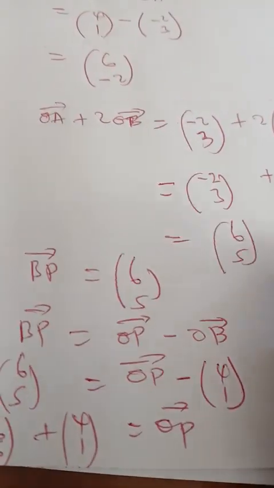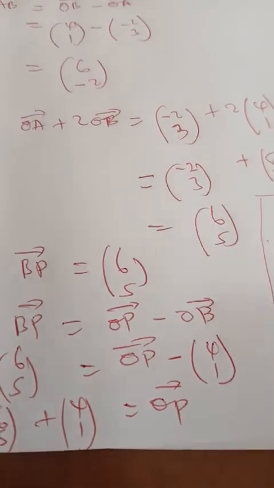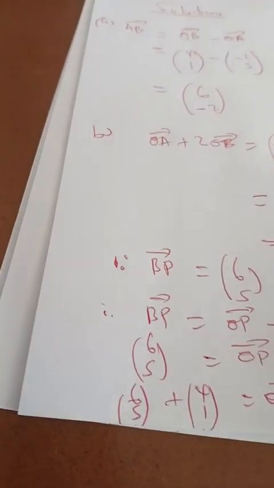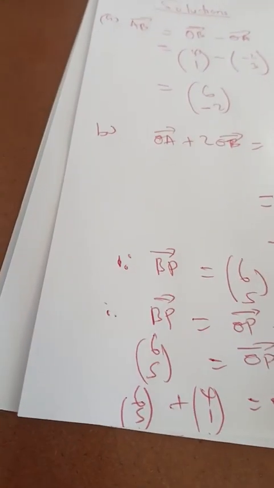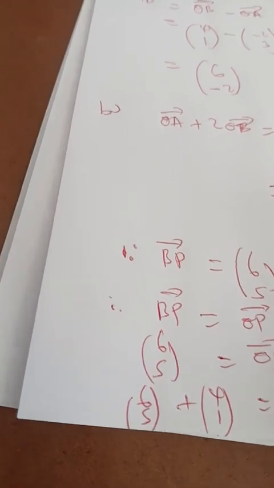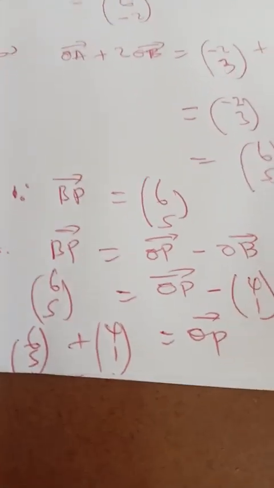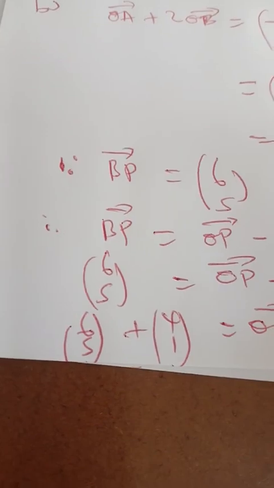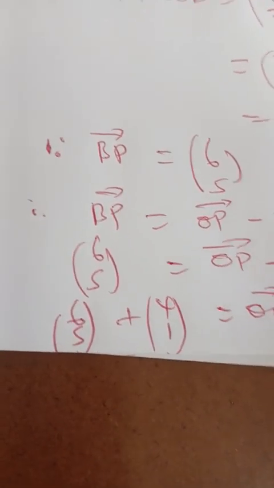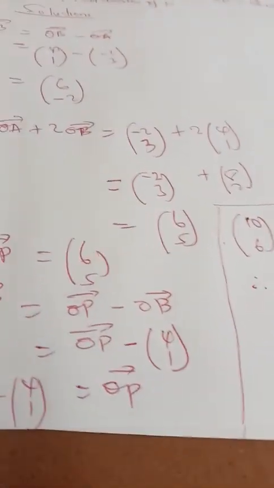Allow me to just use this space. So what are we saying now? If we add corresponding elements, we get 6 plus 4, which is 10, and 5 plus 1, which is 6. So 10, 6 is equal to vector OP. Therefore, we can write the coordinates of P as 10 against 6. So basically, that's how we find the coordinates of P.